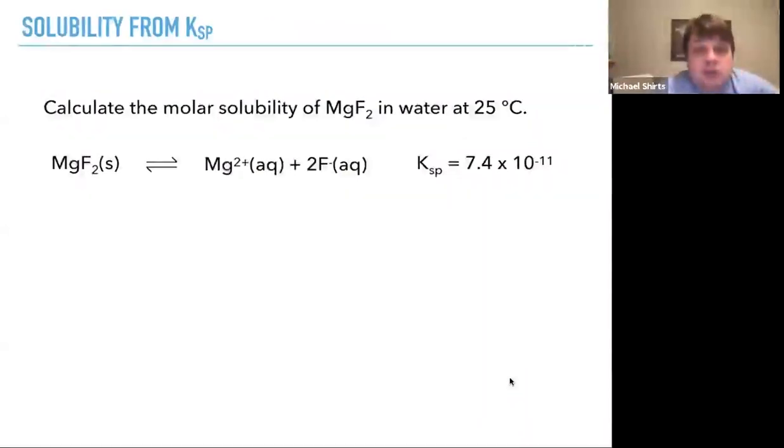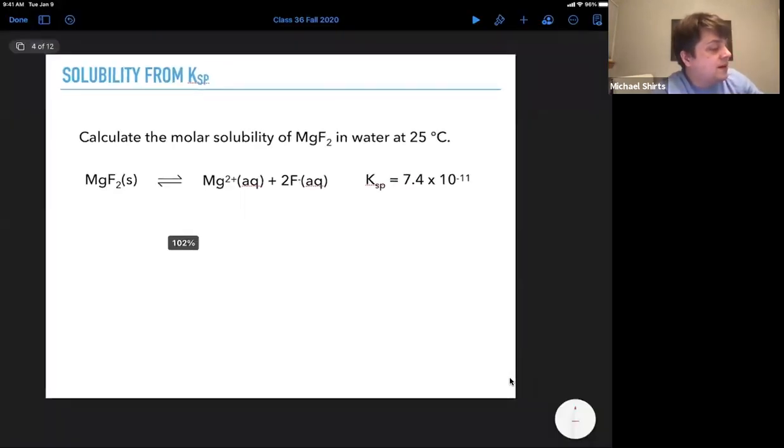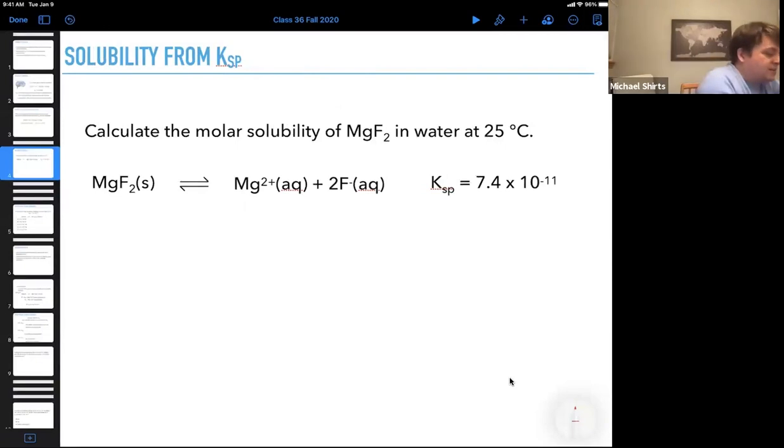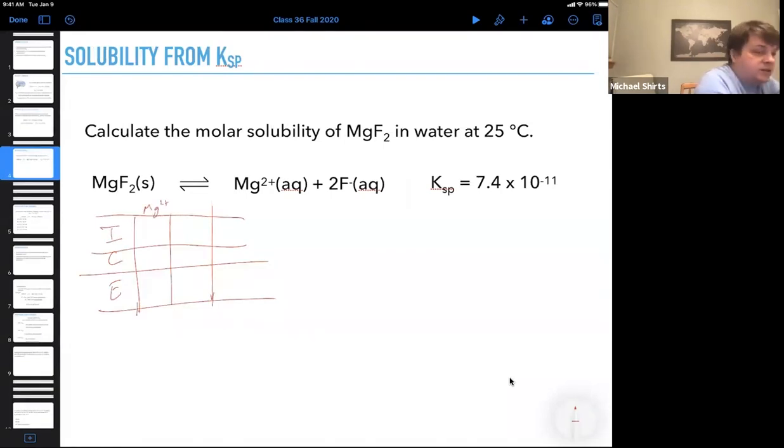So let's calculate the molar solubility of magnesium fluoride in water at 25 degrees C, given the KSP. Again, we can tell that there's not going to be that much in solution, but there'll be some, because KSP is quite a small number, so it's not going very far towards products. The way we do this, we set up an ICE table. These ICE tables are actually a little bit easier than with acid-base reactions. The only two things that appear in the equation are magnesium and fluoride.